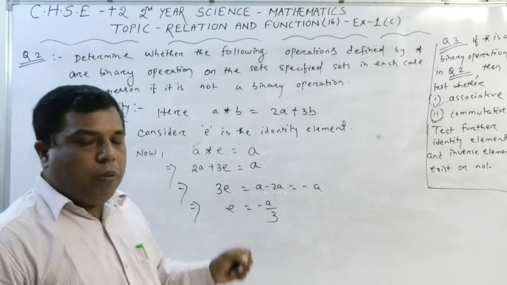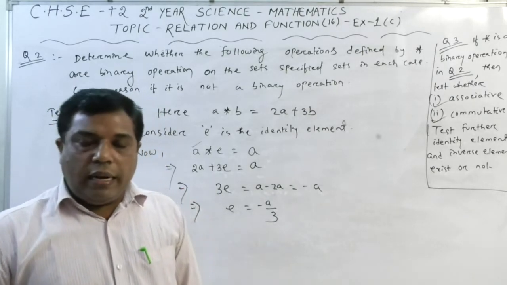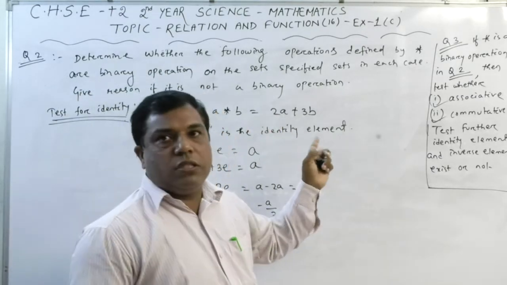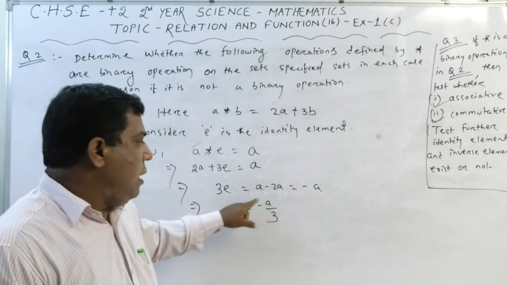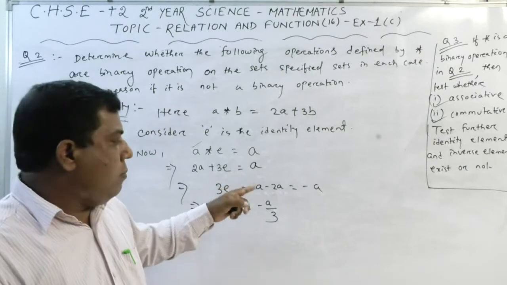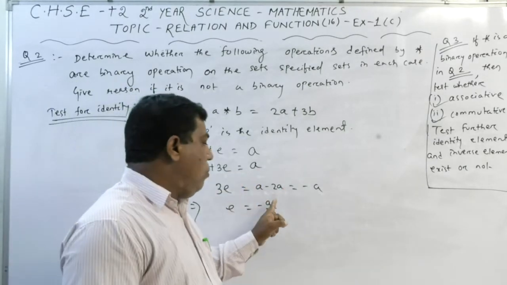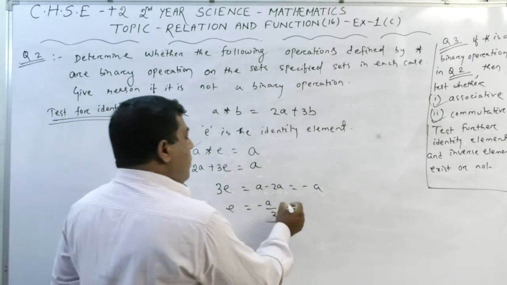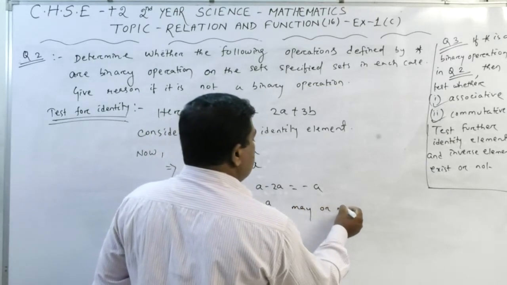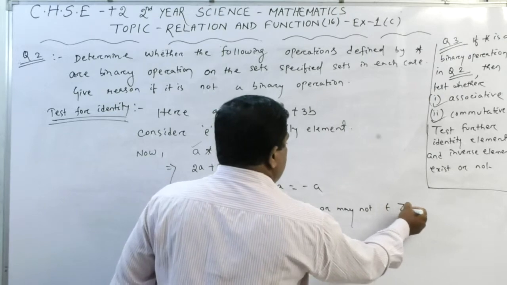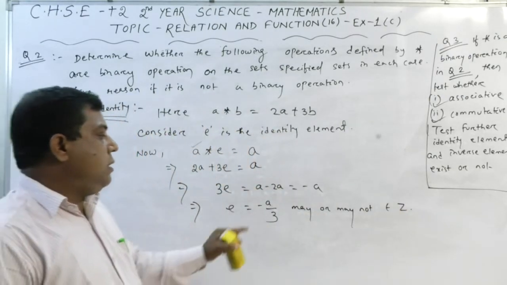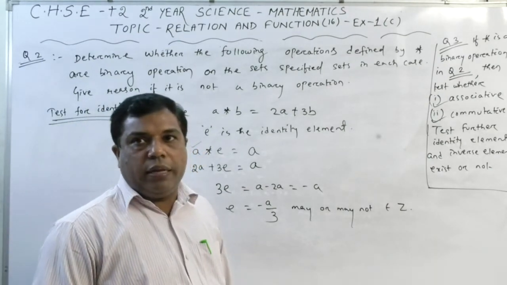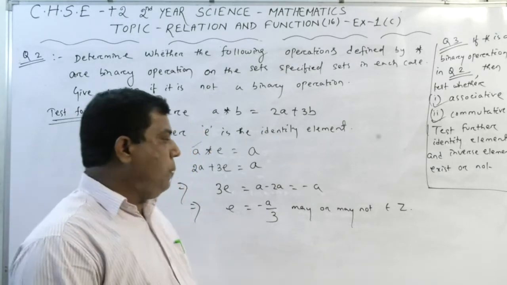But for your information, that E, that identity should belong to the same set, the set of integers, because it is defined on Z. But you see, minus A by 3 depends on the value of A, and this quantity may or may not belong to Z. If it is a multiple of 3, then the result belongs to Z. But if it is not a multiple of 3, then the result does not belong to Z. So it depends on A. Okay.